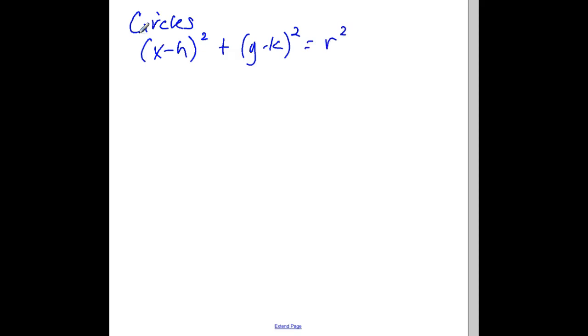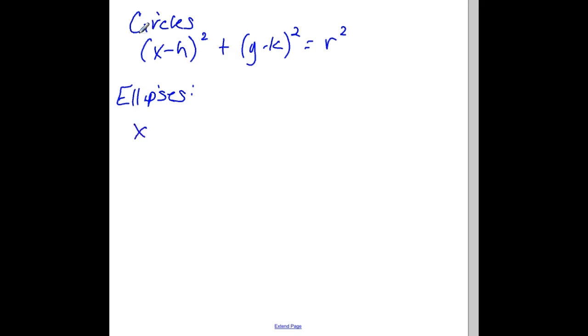Okay, so in this case, what does the h and k represent? The center. What does r represent? The radius, okay? Then we shifted to ellipses, and it was similar, right? What was different about a circle when we made it squashed into an ellipse?